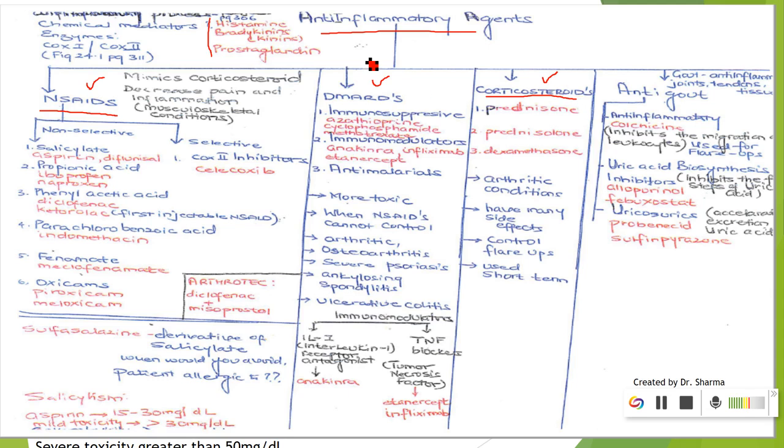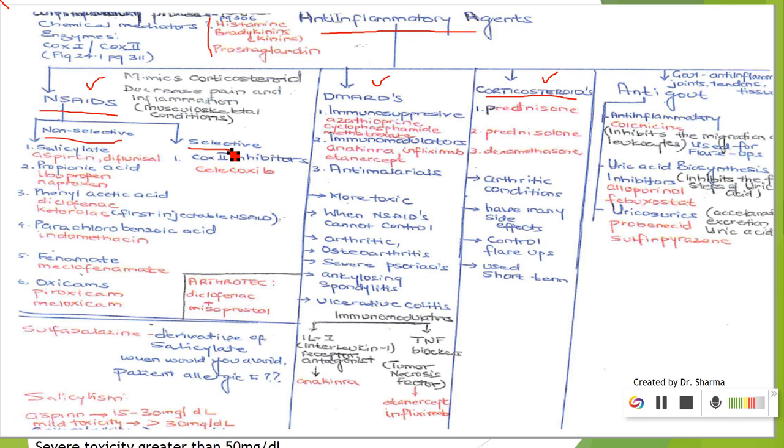Let's first start with the NSAIDs. NSAIDs are non-steroidal anti-inflammatory drugs. They mimic the corticosteroids, but they are different, okay? Because they are not steroids in nature. Now, NSAIDs are classified into non-selective as well as selective. So, first and foremost, understand the difference between non-selective and selective. This is where I've seen students sometimes have a lot more questions, like what is selective and what is non-selective.